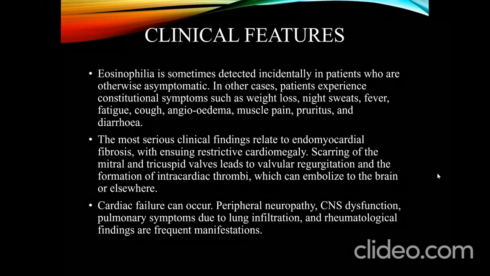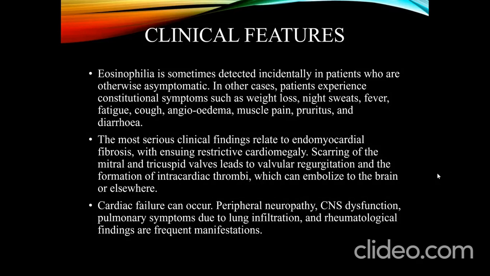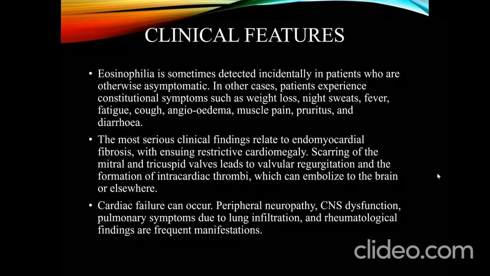Scarring of the mitral and tricuspid valve leads to valvular regurgitation and the formation of intracardiac thrombi, which can embolize to the brain or elsewhere. Cardiac failure can occur. Peripheral neuropathy, CNS dysfunction, pulmonary symptoms due to lung infiltration, and rheumatological findings are frequent manifestations.